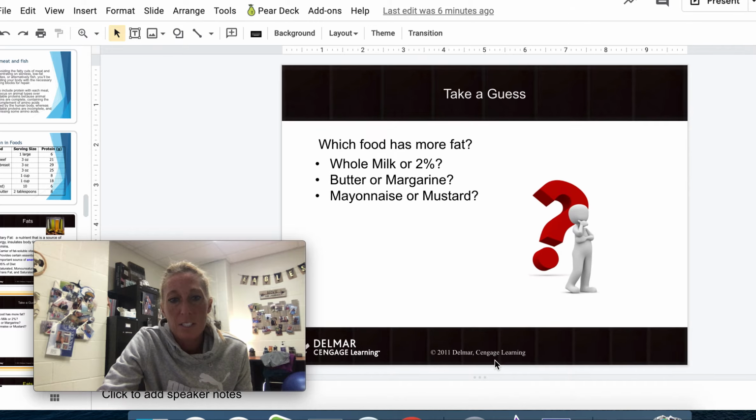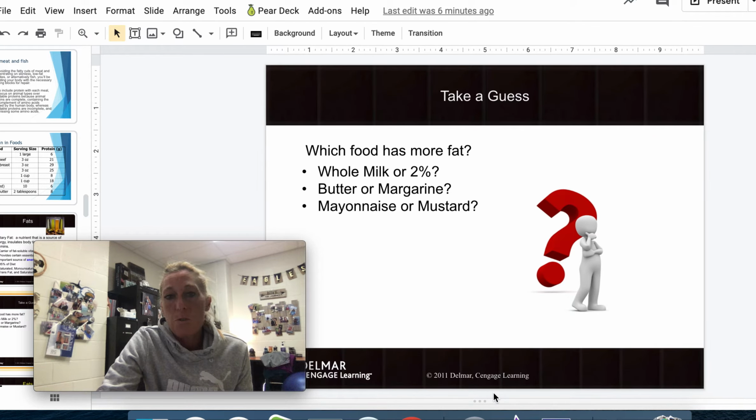Let's see. All right, so the whole milk is going to have more fat. You're going to get the same amount of calcium. Butter or margarine? I'd have to look that one up to see if butter or margarine has higher fat content. I'll do that and get back to you. And the last one is mayonnaise or mustard. Mayonnaise does have quite a bit of fat in it. Mustard does not have fat.